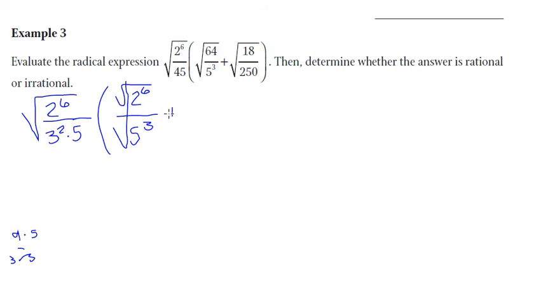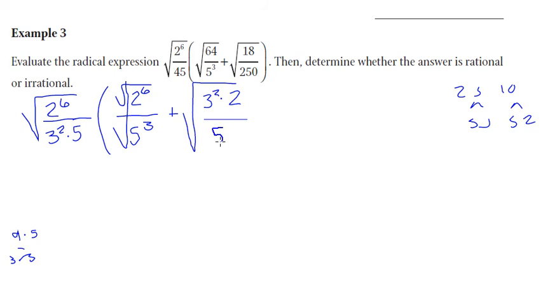Then I'm also going to be adding this to the square root of, 18 is 9 and 2, 9 is 3 squared, so this is going to be 3 squared times 2. All right, 250, well that's going to be 25 and 10, so that's going to give us 5 and 2, 5 and 5. So this is going to be 5 to the 3rd times 2. So I'm going to look at these now.